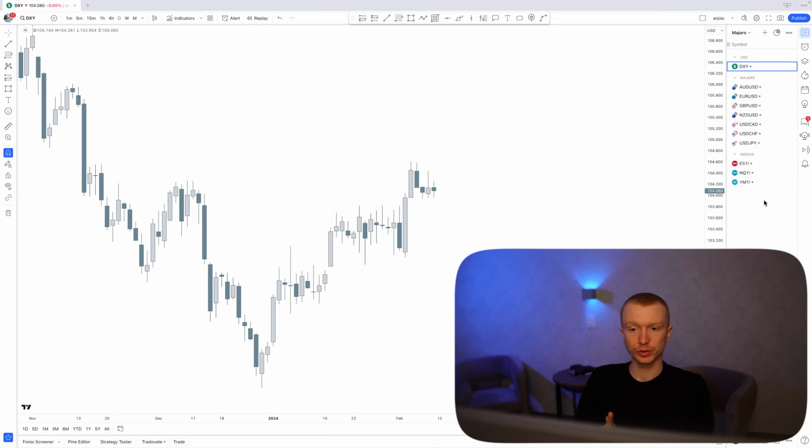This saves us quite a lot of time, because instead of analyzing all those different pairs, all those indices, if we just take a look at the dollar and we can see that it's not in the right conditions, then we can already avoid all the majors and the indices right there. So what are these conditions that we are talking about?